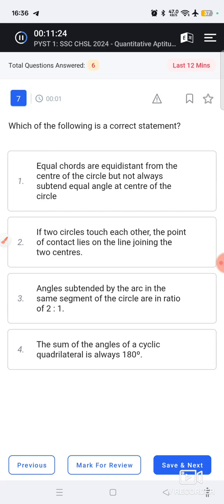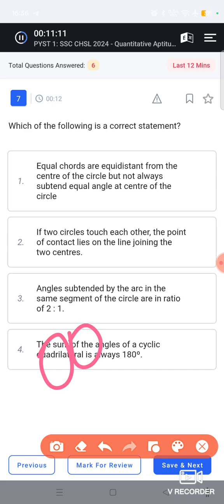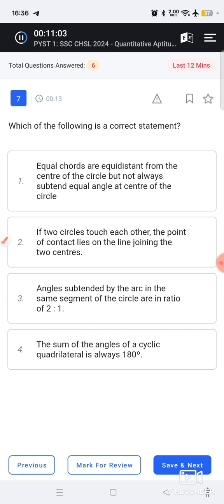Which of the following is the correct statement? Equal chords are equidistant from the center of the circle. Not always; they subtend equal angles. Okay, wrong. If two circles touch each other at a point, the point of contact lies on the line joining the two centers. Yes, this is right. Angle subtended, not right. And the sum of the angles of a cyclic quadrilateral is 360 degrees, not right. This is the right one.